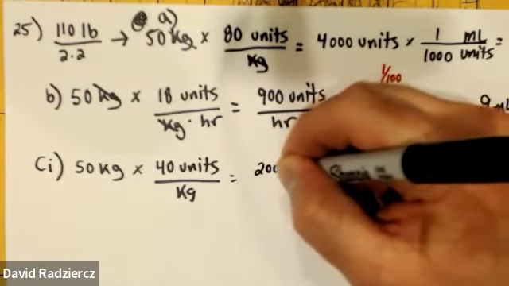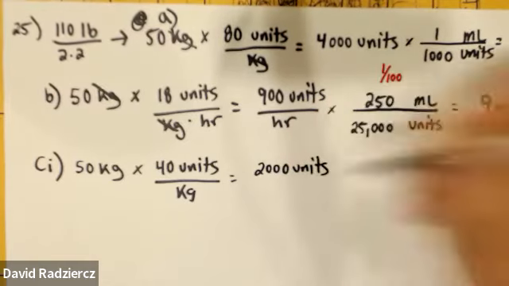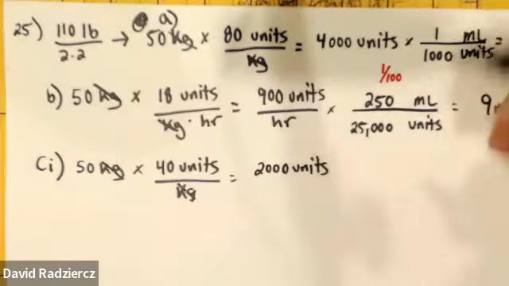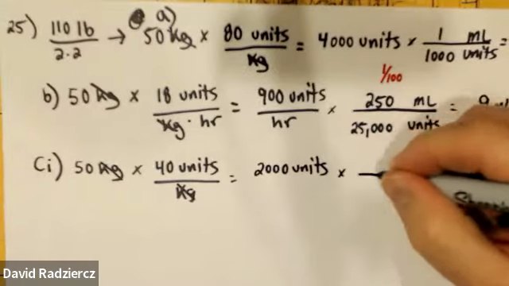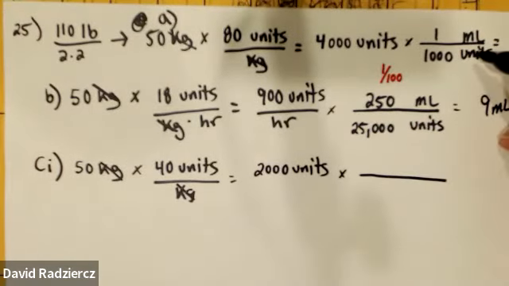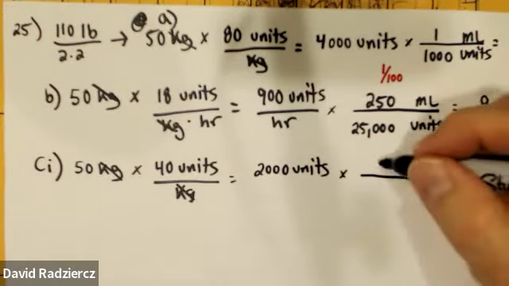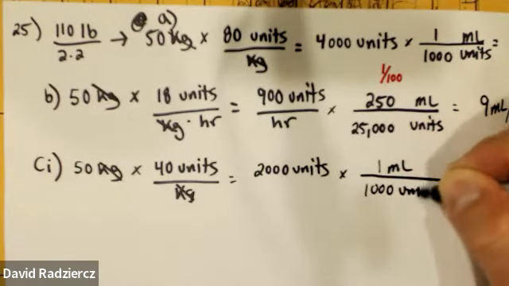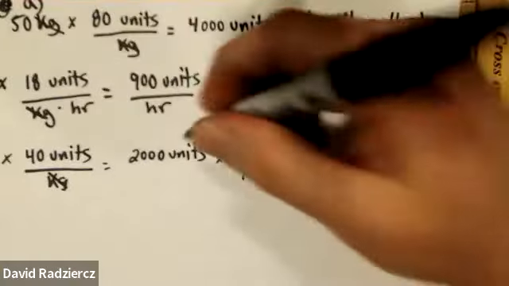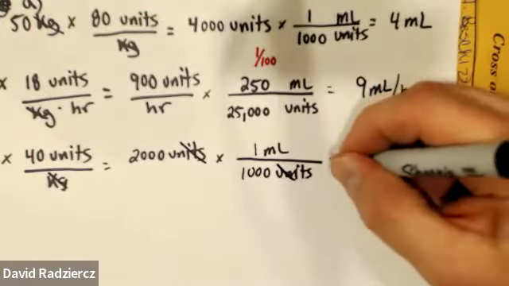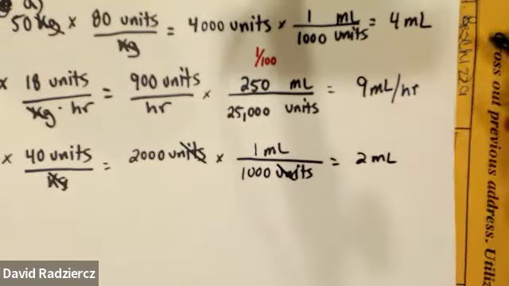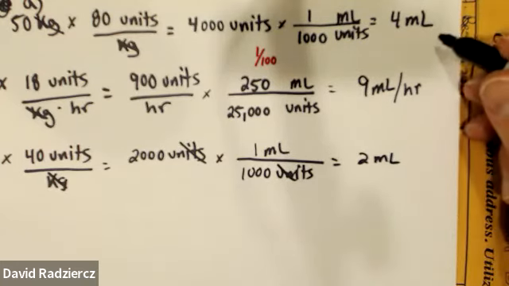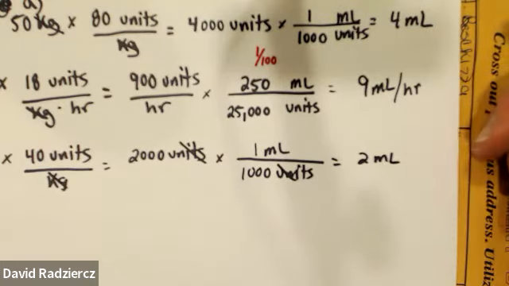That gives us 2,000 units because we've eliminated kilograms. We don't want units. We want milliliters. We're doing bolus. So we're going to use the same bolus dose strength of 1 milliliter per 1,000 units. Cancel out units. And I'm left with 2 milliliters. Now notice that's exactly half of the initial bolus.